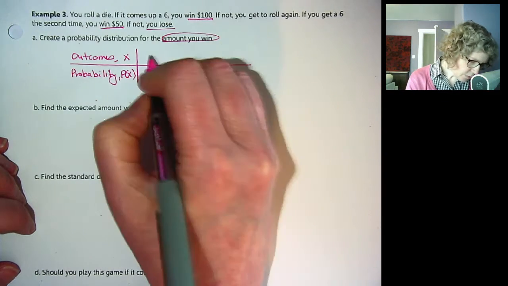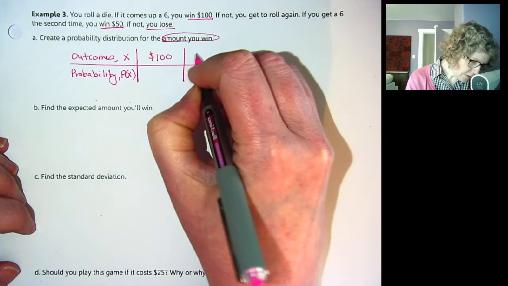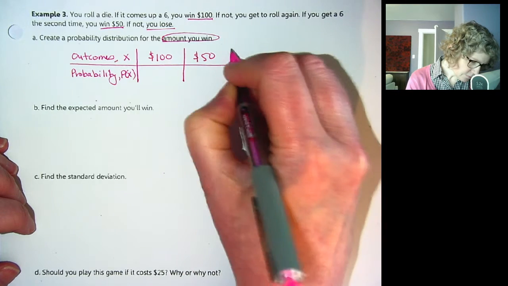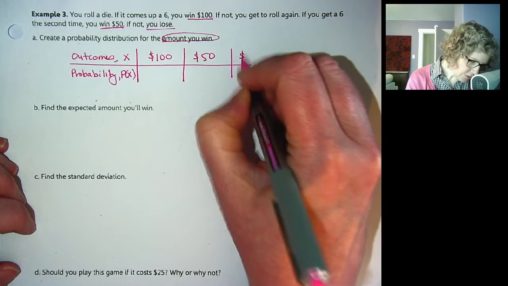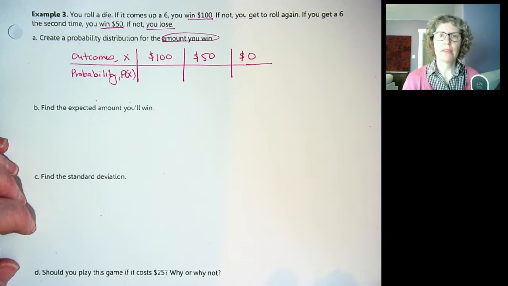So we could either win $100 or we could win $50 or we could lose, which is no dollars, sadly. Okay, so those are our outcomes. And now we need to find the probability of each one.